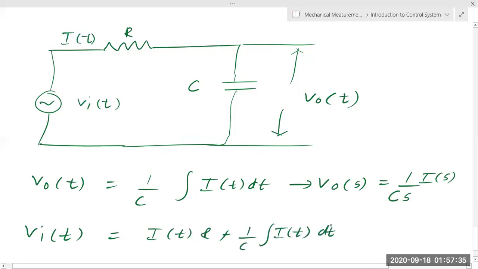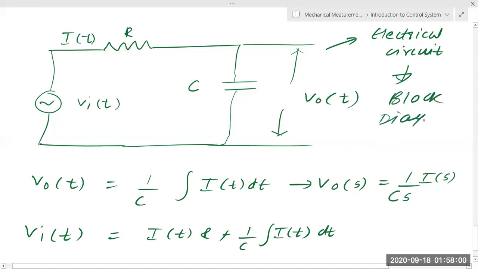I'm just trying to explain how you convert this kind of system into a block diagram reduction. This is an electrical circuit kind of a system, and we need to convert this electrical system into a block diagram. We need to convert it into its block. Okay, this is more like the transfer function that we did last time. This kind of question is also called block diagram algebra.